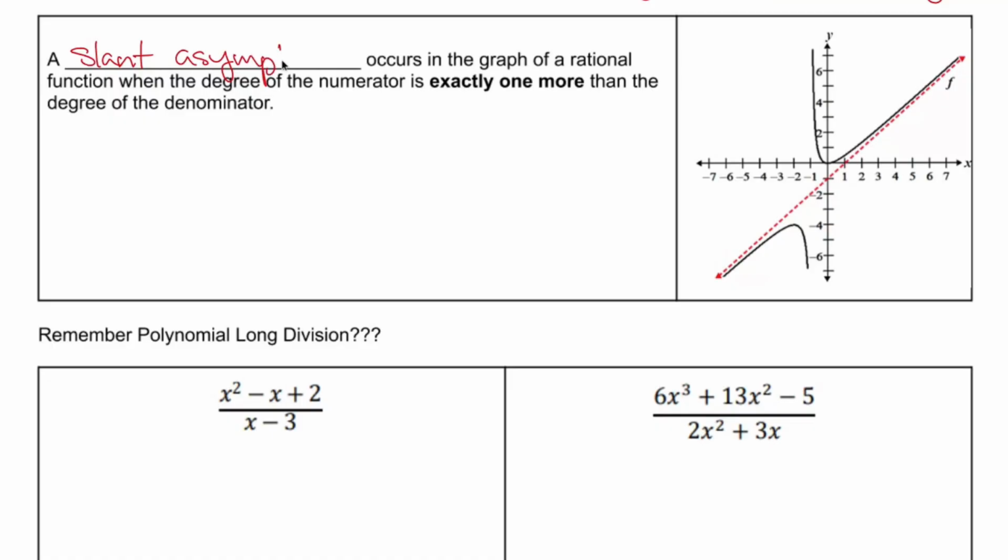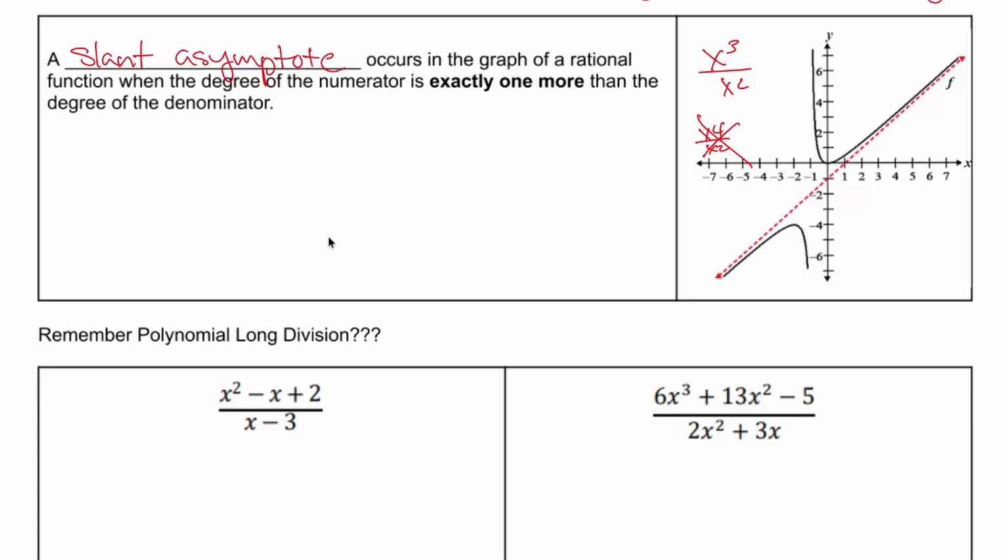So a slant asymptote occurs when the graph of a rational function, when the degree in the numerator is exactly 1 more than the degree in the denominator. So you have to have something like blah, blah, blah, x cubed over blah, blah, blah, x squared. You can't have x to the fourth over x squared. That will not give you a slant asymptote.